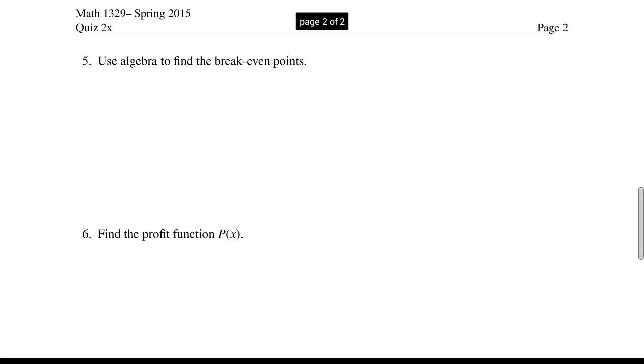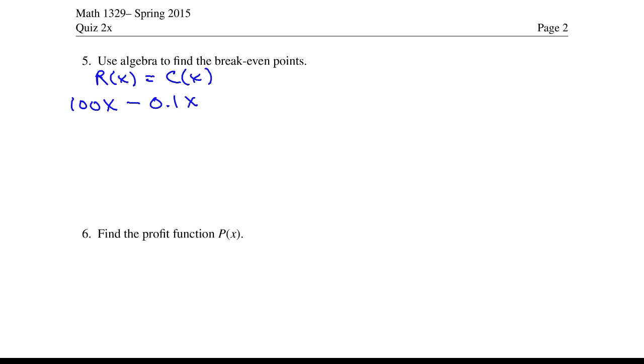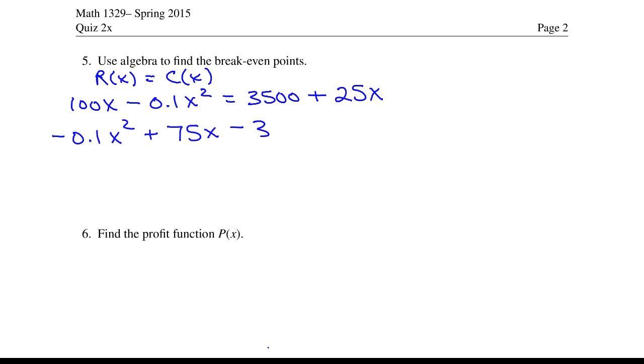Let's look at question 5. Use algebra to find the break-even points. So the break-even points happen when revenue is equal to cost. So that would be 100x - 0.1x squared is equal to the cost function from the other page, 3,500 + 25x. Let's move everything to the left. So that would be -0.1x squared + 75x - 3,500 = 0.